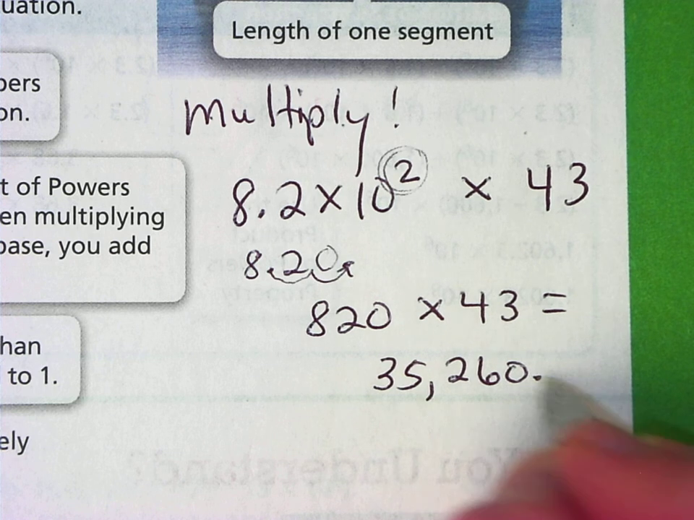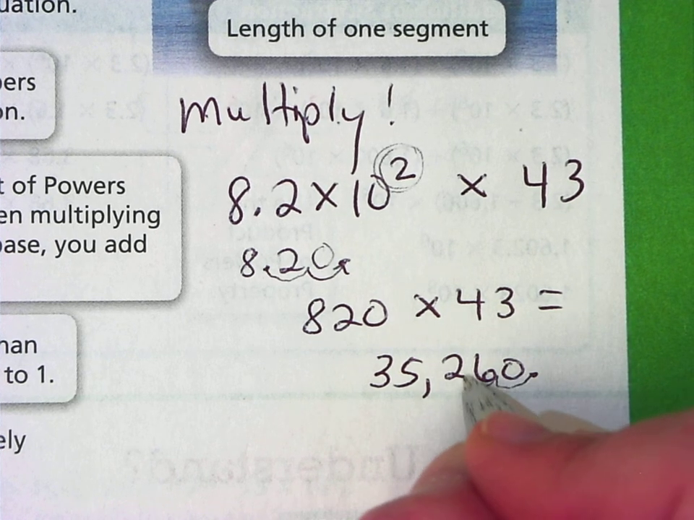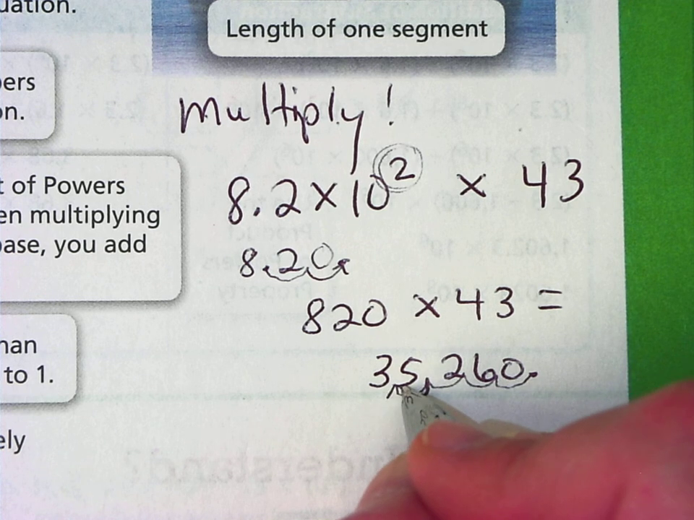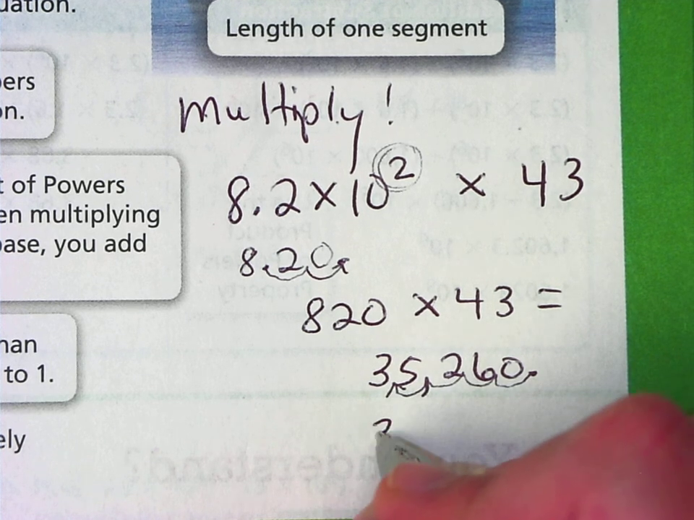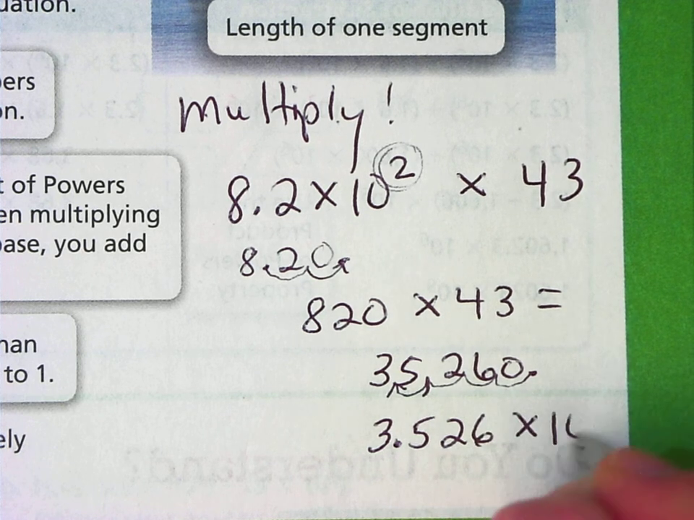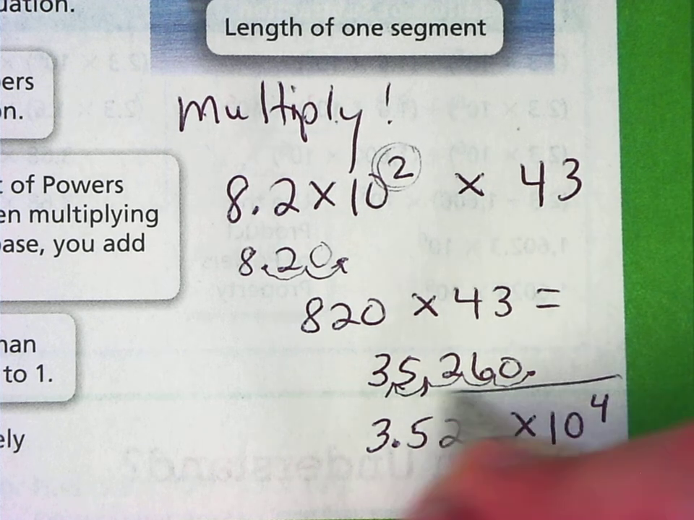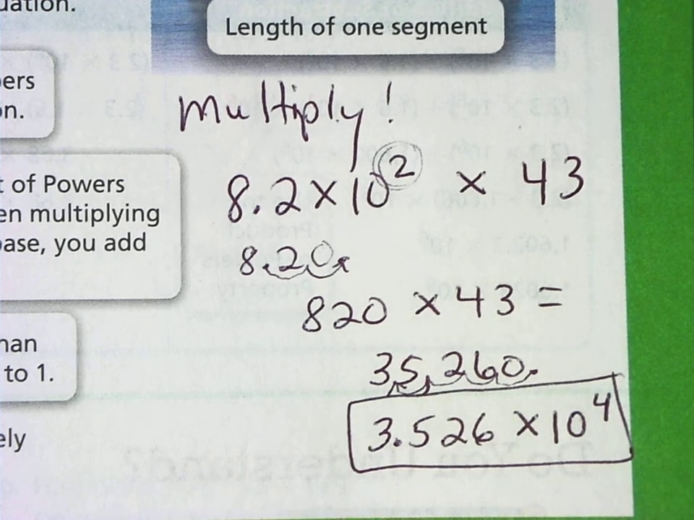Then your final step is to change this answer back into scientific notation. So here's the decimal. Remember, we're going to move it and make it between 1 and 10. So 1, 2, 3, 4. If I move it 4 times and stop right there, my new number is 3.526, and then it's times 10 to the 4th. It's a positive 4 because this number we started off with was more than 1, and I moved it 4 times. Final answer.